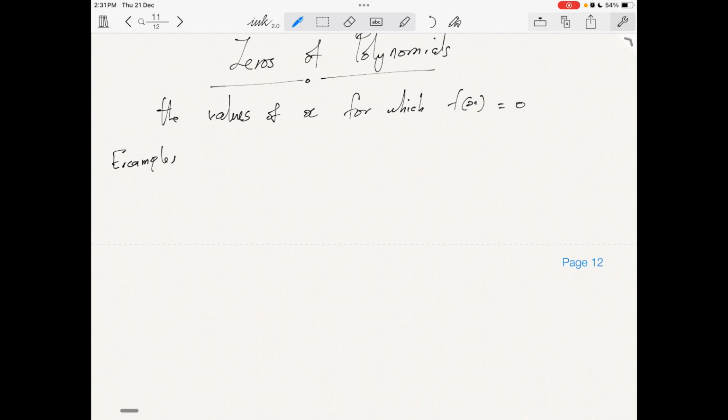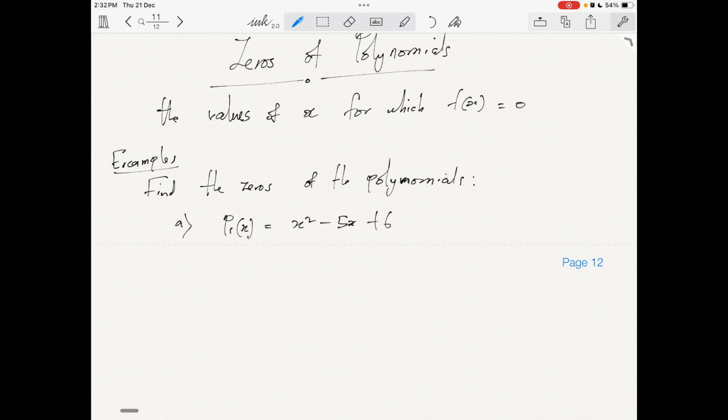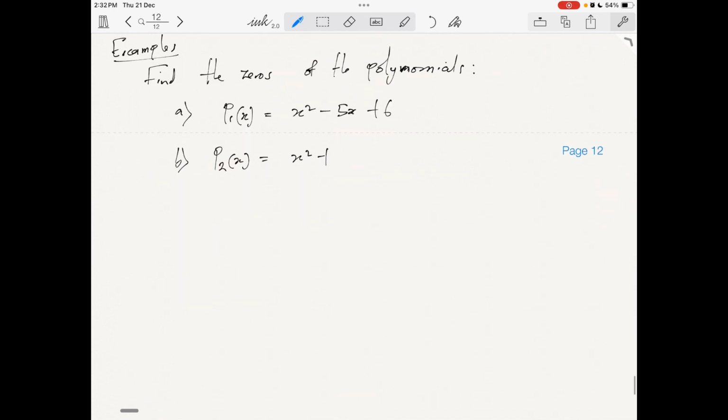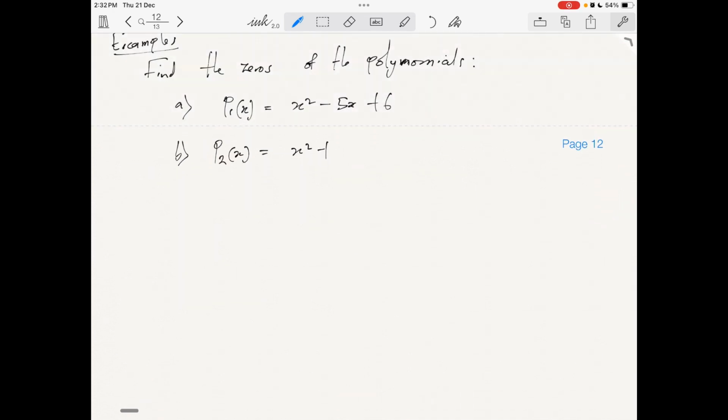It says find the zeros of the polynomials. We are given two polynomials: a, p1 of x equals x squared minus 5x plus 6, and b, p2 of x equals x squared minus 1. And to find the zeros of a polynomial, we just have to equate the polynomial to 0.